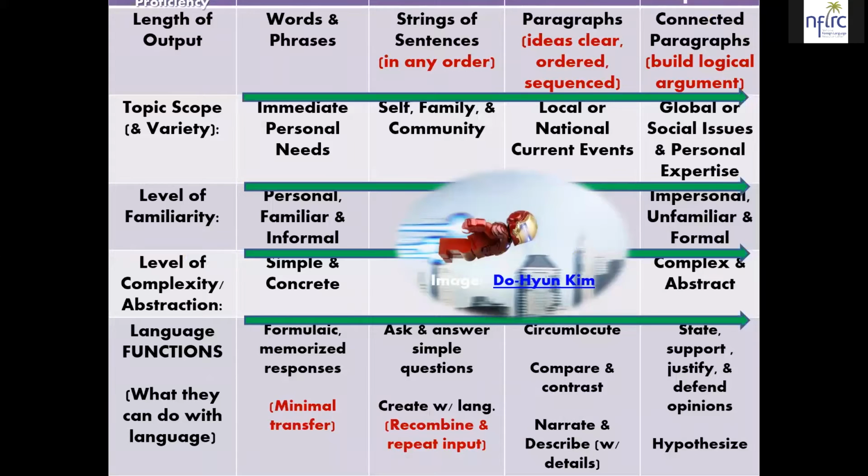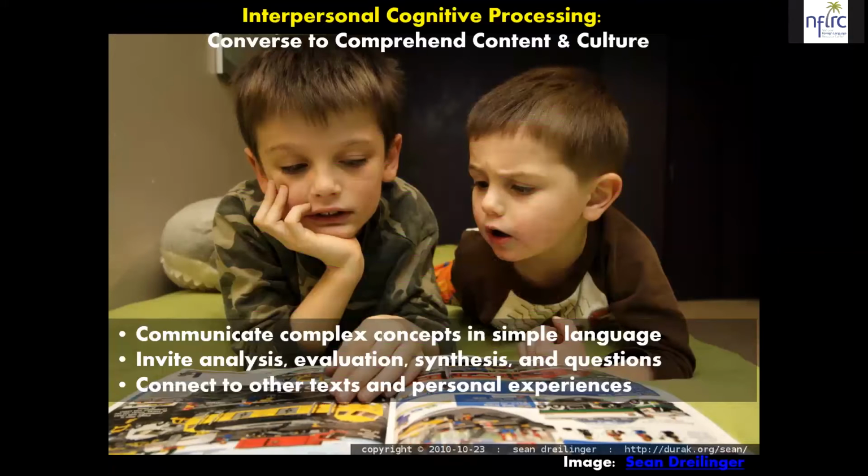So if we were to look at how we want to move through proficiency, this is an overwhelming graphic, but the idea here is that we want to progressively move from immediate personal needs, things that are familiar, simple, concrete, and formulaic, to more global issues, informal contexts, using complex, abstract kinds of topics and language, and in more sophisticated communicative functions. So if we're going to do that, what do we actually have to scaffold?